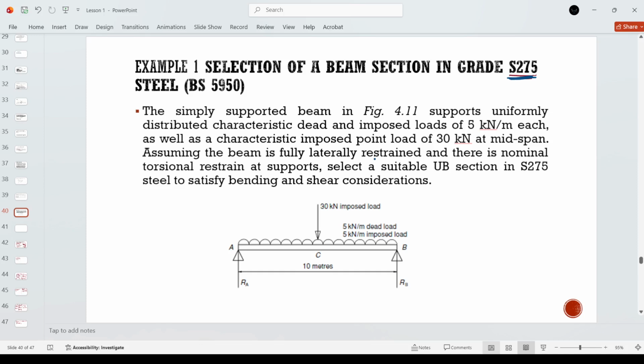I think we have already seen an example of this, so we already know how we will obtain the design moments. Assuming the beam is fully laterally restrained, it means we will not need to check for lateral restraining or provide lateral restraining, and also there is nominal torsional restraint. It means it is well protected against swing. Select a suitable universal beam section in S275 steel to satisfy bending and shear considerations. Very good.